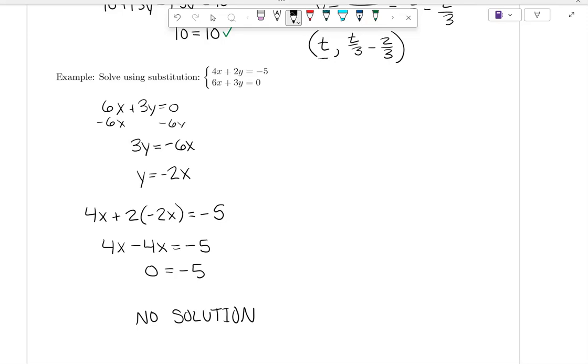Okay, so for substitution, we went through 3 different kinds of answers that you can get. You're either going to get a solution, you're going to get infinitely many solutions where you set x or y equal to t and then solve for the other one, or you're going to get no solution. So what is your confidence level on substitution? Give me a 1 through 5 on your hands. 1, I'm really lost. 5, I think I got this.